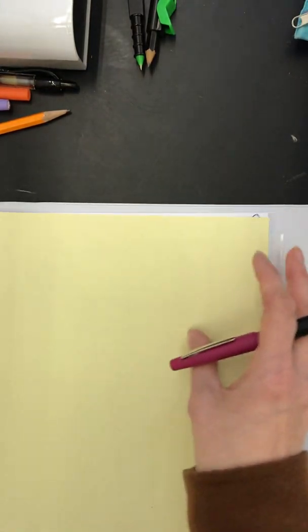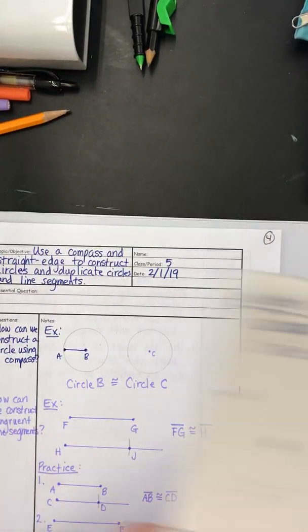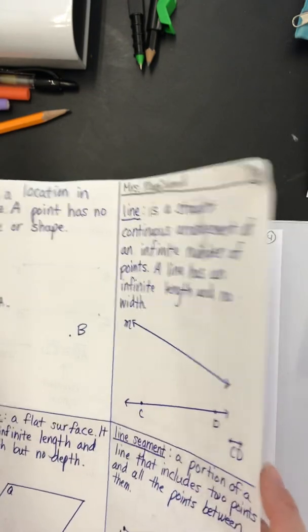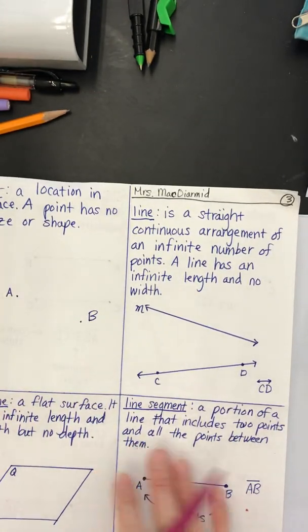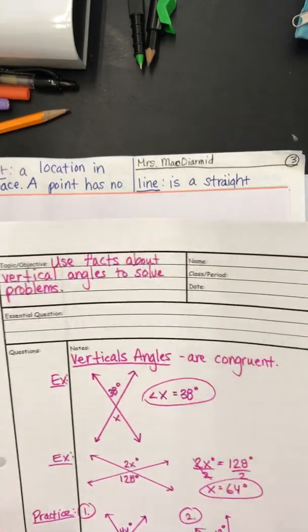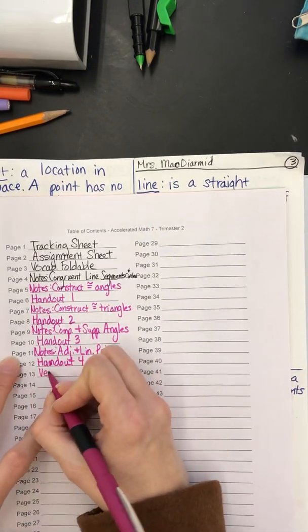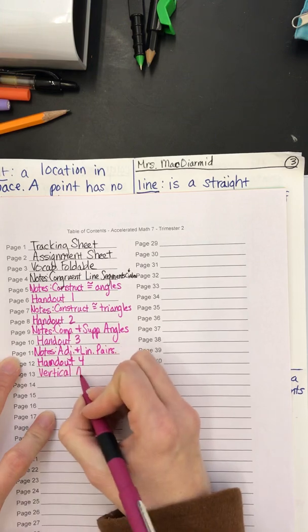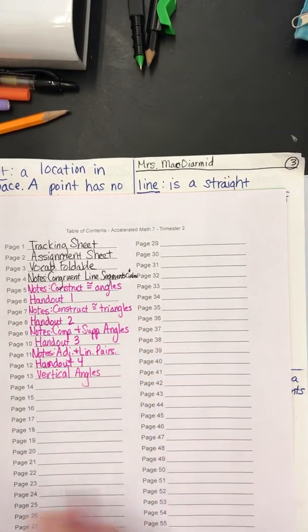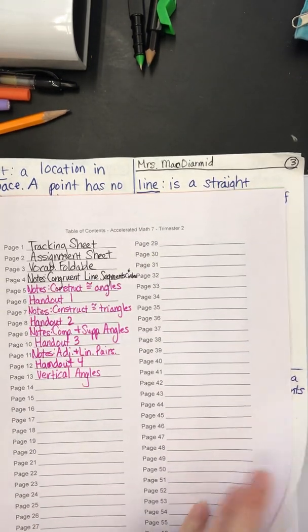So I'm gonna put these things back into my binder. I'm going to put my Vocab Foldable in first because I didn't put that back yet. Okay, and then I need to add this notes sheet to my binder. And this is notes on vertical angles. So this is going to be page 13. Okay, I'm going to put my page number up here in the corner. And I'm going to put this at the very end of my binder.